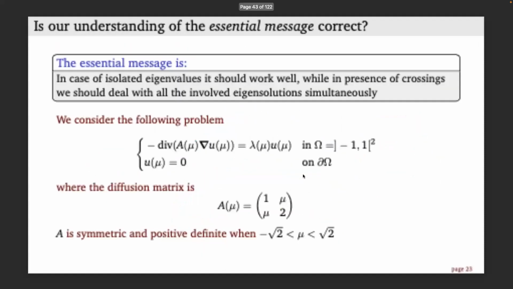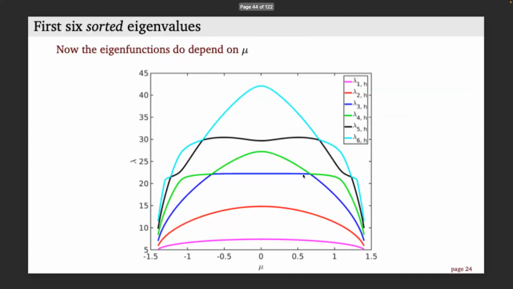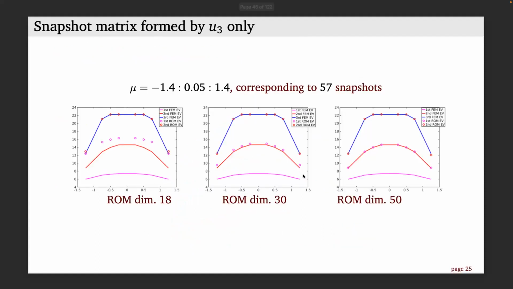So this is the equation, just very quickly, because otherwise I'm running out of time. Now we have a problem with the parameter on the diagonal. The diffusivity is mu1, mu2 now. And we don't have the exact solution, but we compute the exact solution, which is like this. And this is what happens. Now let's suppose that we form the snapshot matrix only by using U3. Okay? At the beginning, everything seems to be okay.